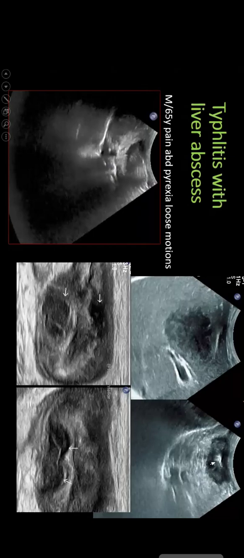This is convex probe resolution, this is high resolution probe. See the difference. So this is the importance and beauty of high resolution ultrasound, particularly in evaluation of the bowel.